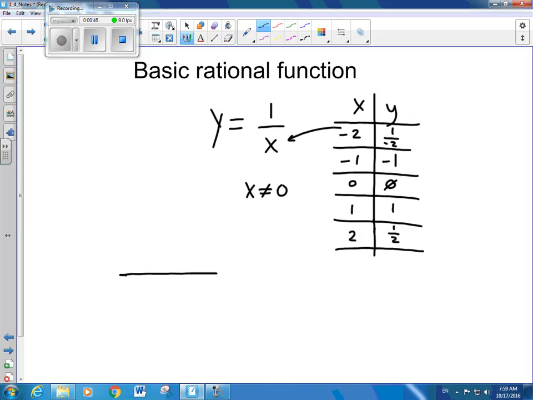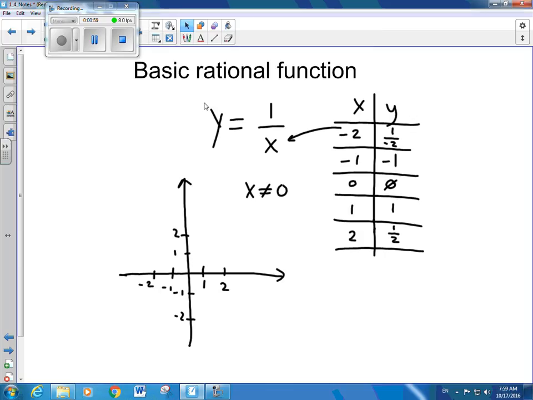If I sketch quickly in the graph to show you what it's going to look like: negative 1, negative 2, and 1, 2. Okay, I'm going to use a different color. At minus 2, I'm at minus 1 half. At minus 1, I'm at minus 1. At 0, it's impossible. The way we're going to represent that, we're going to draw a dotted line, and we call that the asymptote. So the asymptote is here when x is equal to 0.